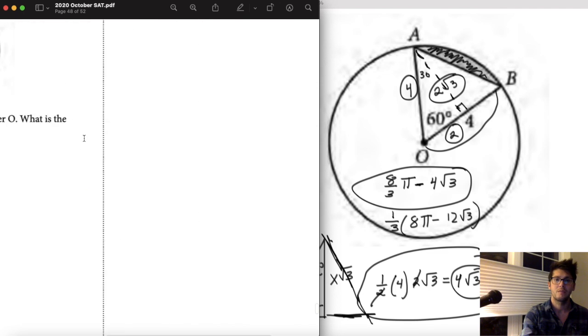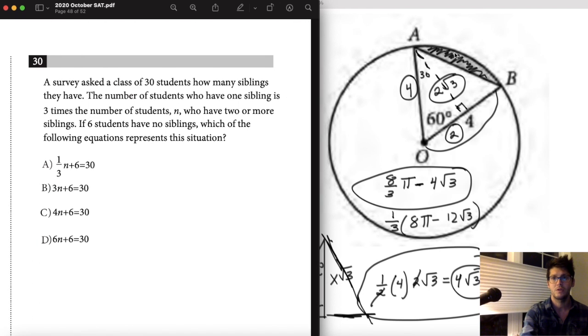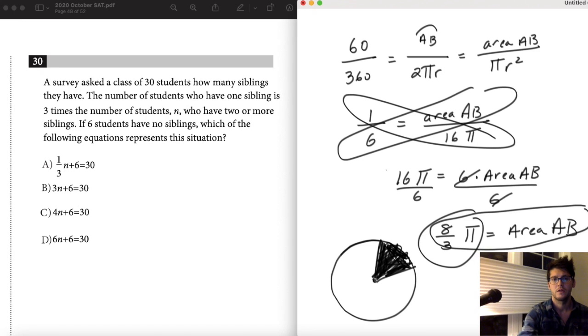All right, look, the first thing I'm noticing about number 30 is that the answer choices have variables in them. So that means I'm going to try just using real numbers. Probably. We'll see. Let's read this question.